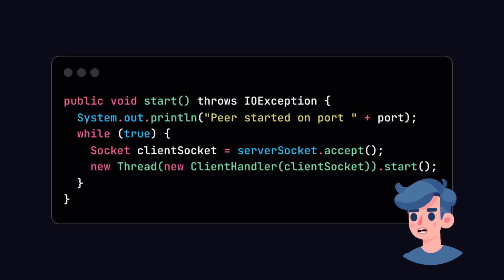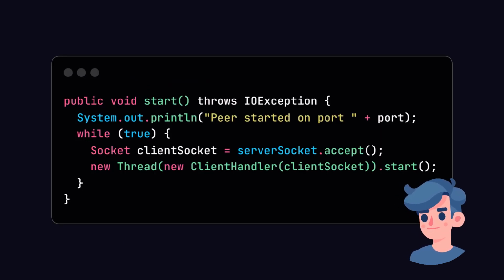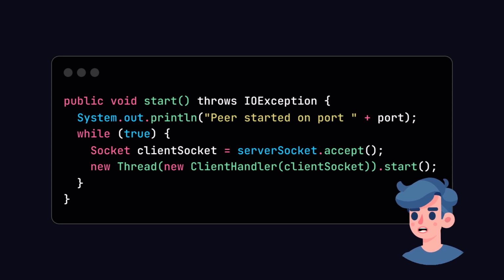Next, we will add a method called start that will listen for incoming connections. We'll also need to create a thread to handle each incoming connection. This makes sure our peer can handle multiple connections simultaneously.